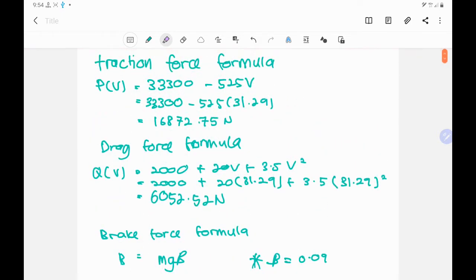Okay, for the calculation of the traction force, this is the formula, which is PV = 33,300 minus 525 V, where V is the maximum speed. The speed we choose in this scenario is the maximum speed, 70 miles per hour, that we convert to meters per second, and we have 31.29. Okay, and then we calculate, we have the traction force, this one.